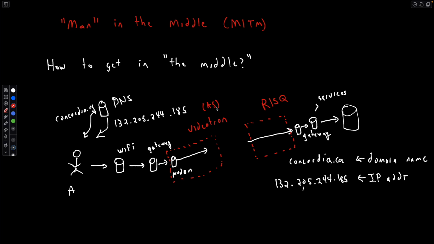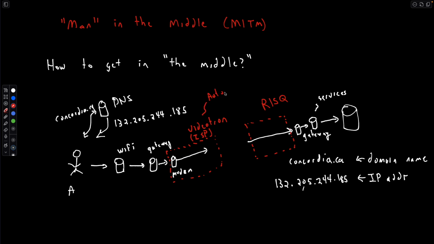Sorry, autonomous system. Totally messed that up. Sorry, Videotron is Alice's ISP. So Videotron is an ISP, and RISC is an ISP. But from a networking perspective, what we call these clusters of things that are controlled by someone is an autonomous system. It's just a term that the networking protocols use.